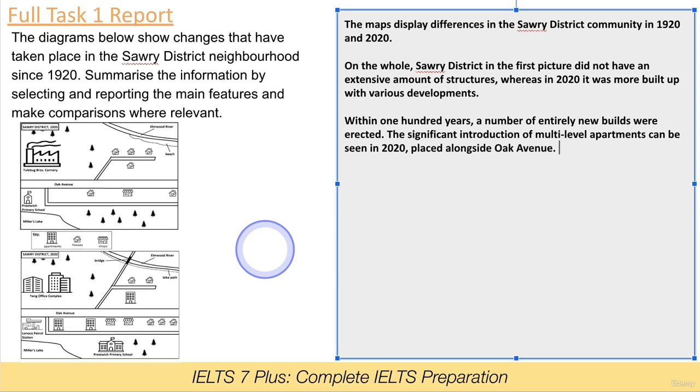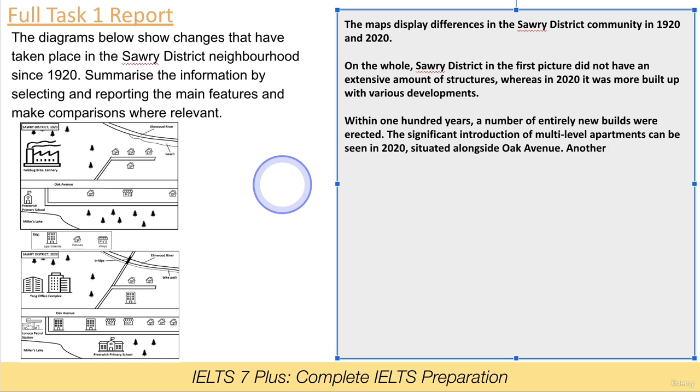Okay, we're not actually given where north is, so instead of using north, east, south, west, we can use where things are in relation to each other a bit more. Can be seen in 2020, situated alongside Oak Avenue. What else is completely new? We've got the bridge, and we can talk about the school maybe.